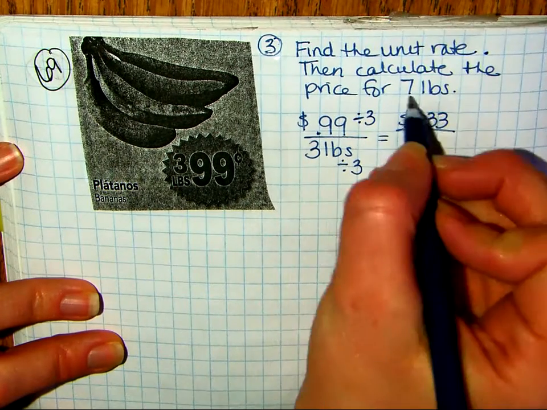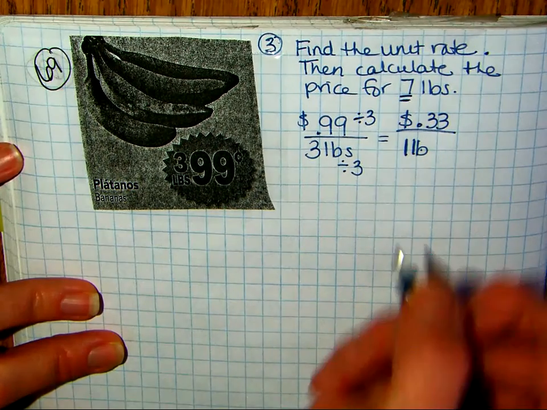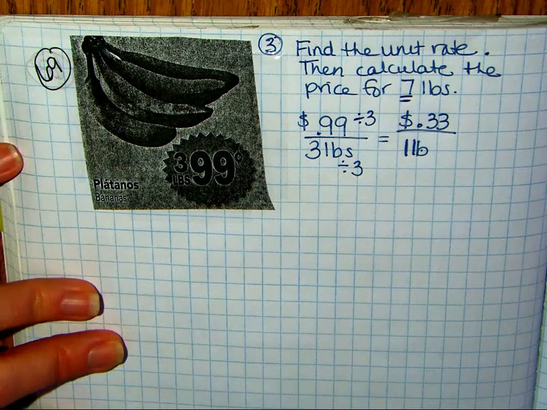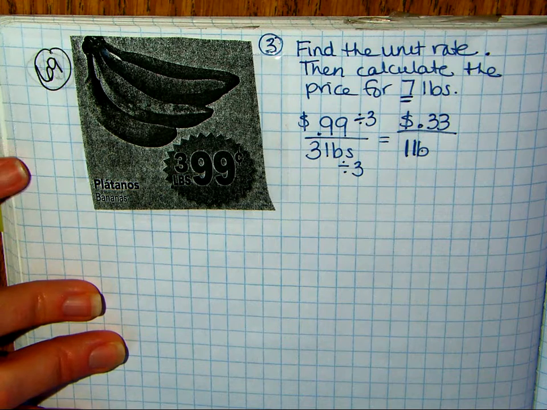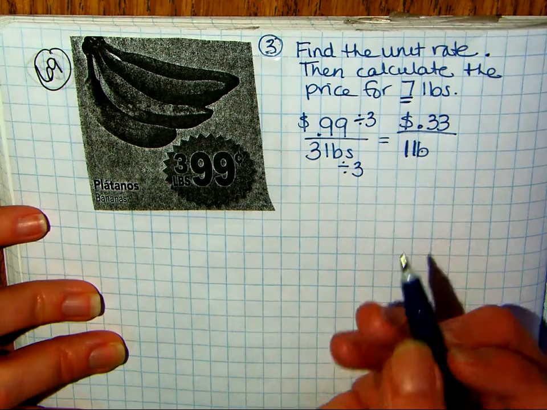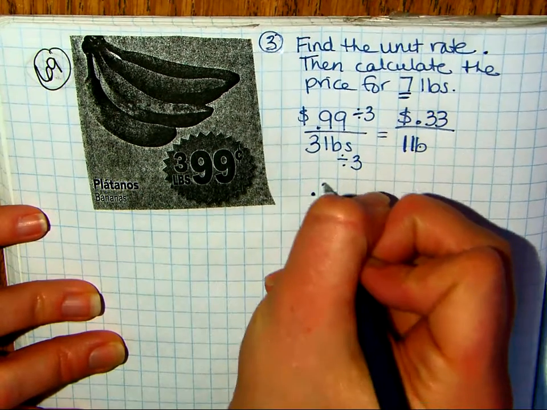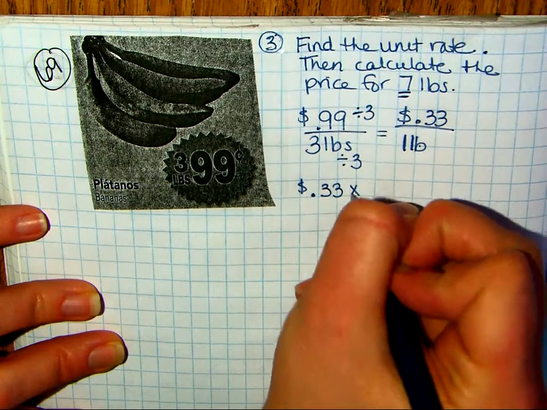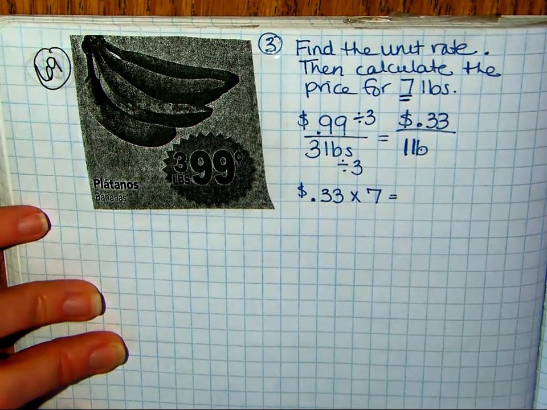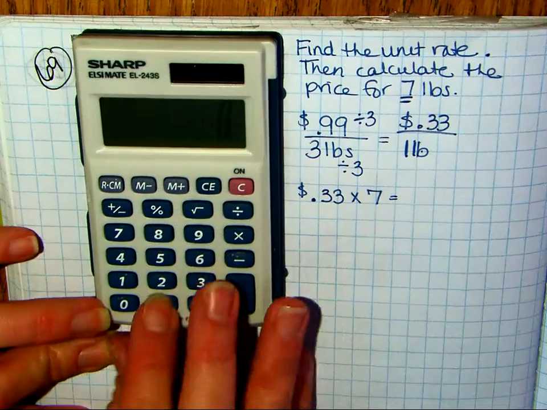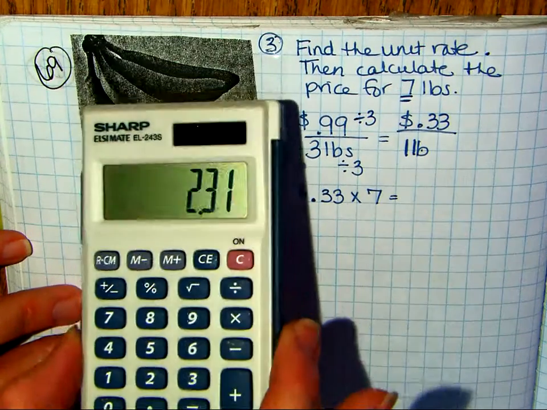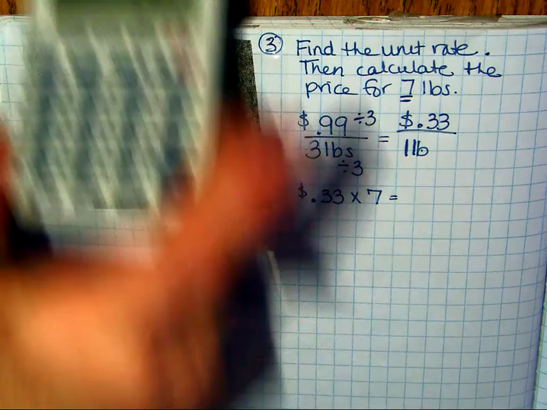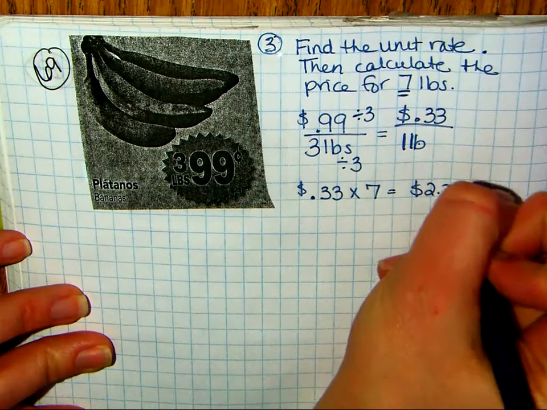Now I want to find what 7 pounds is going to cost. What can I do to figure out that? Daphne. In order to find how much it would cost for 7 pounds, you would multiply by 7. Correct. So I would take the 1 pound price, multiply it times how many pounds I need, and that would tell me what I've got. So if I do 33 cents times 7, I get $2.31. Our bananas will cost $2.31.